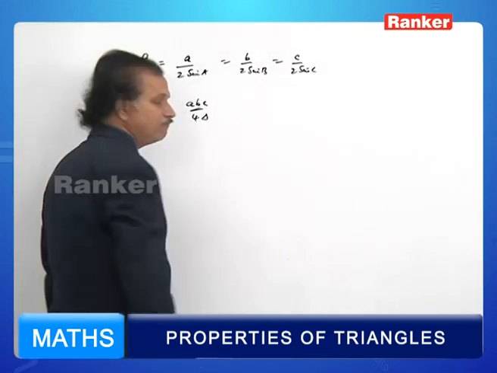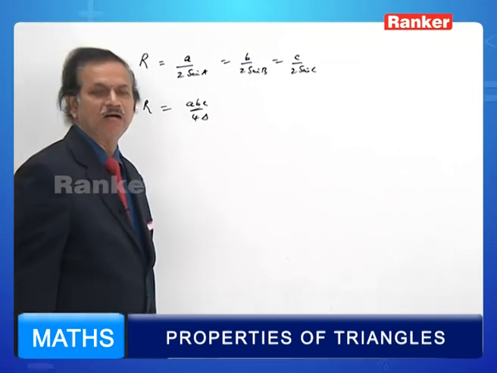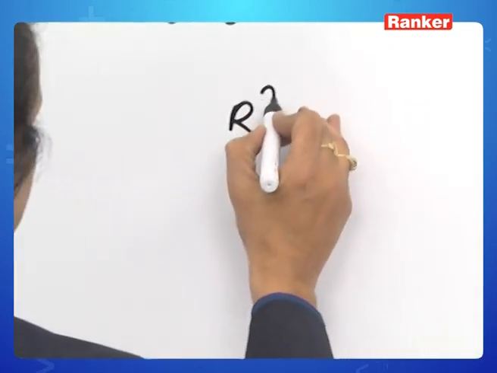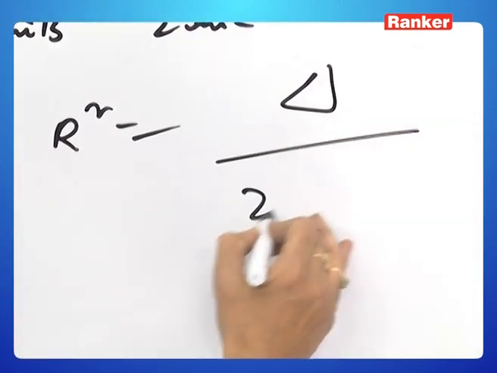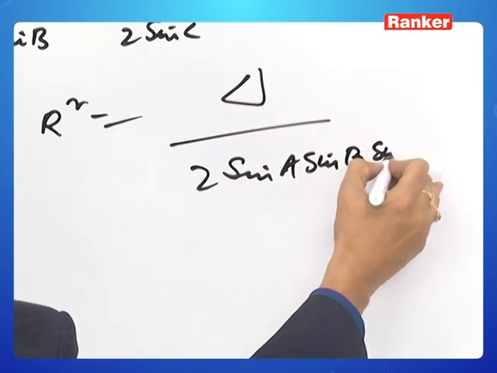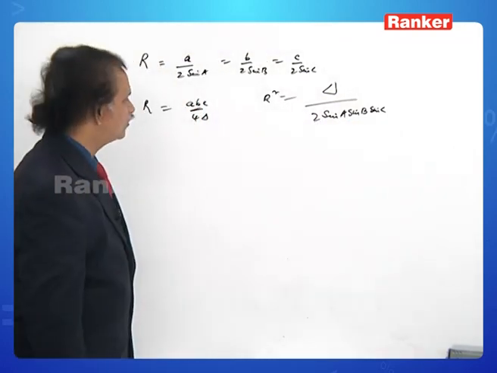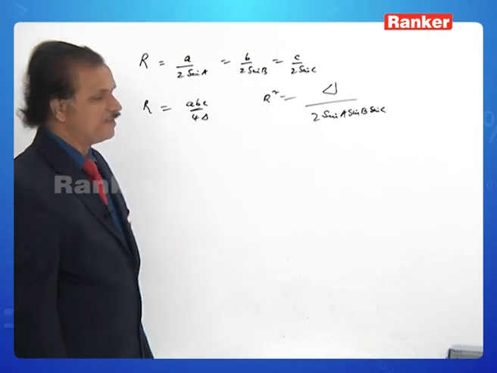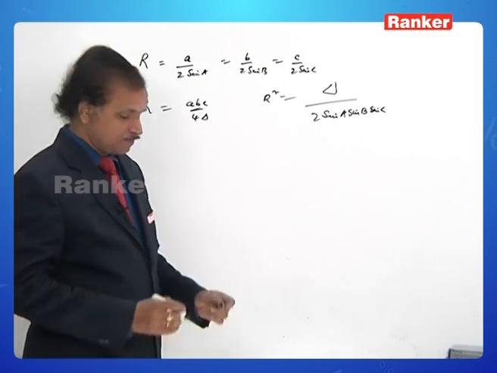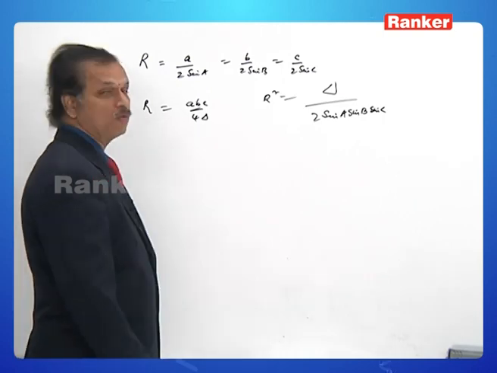Another thing, R is equal to abc by 4 delta. Already we could have done it, isn't it? R is equal to abc by 4 delta. And again, R square is equal to delta by 2 sin A sin B sin C. From where could you get this? Because we have had delta is equal to 2R square sin A sin B sin C, isn't it? From that we can have R square. Of course, by taking the positive square root of that, you can have R.